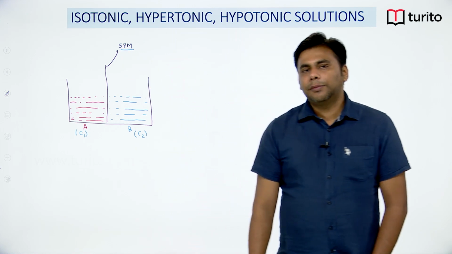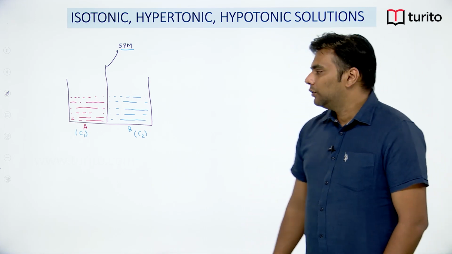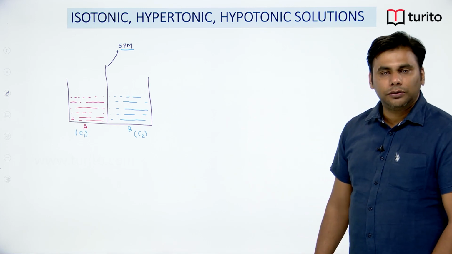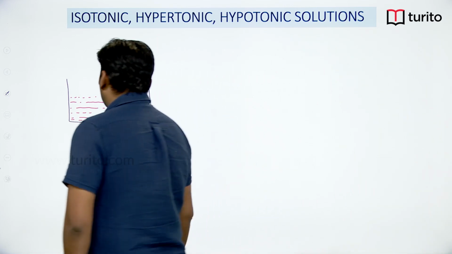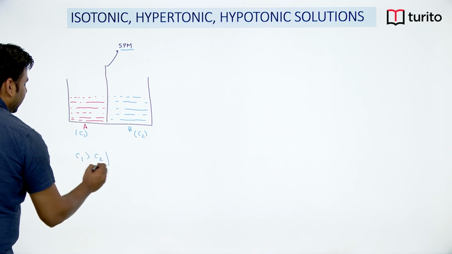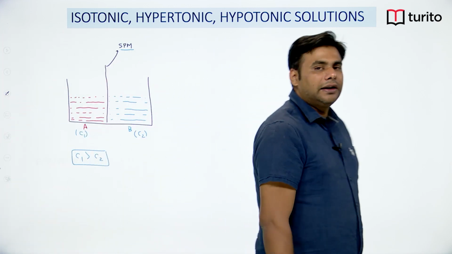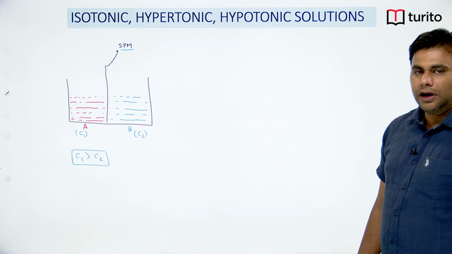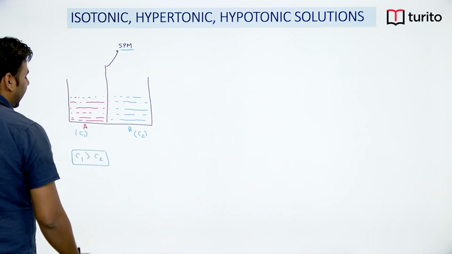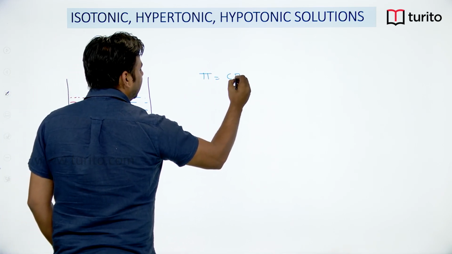We know that a semi-permeable membrane allows only solvent molecules to pass through it. Depending upon the concentration, the solvent will move from one side to the other. Suppose C1 is greater than C2, that means the solution in the A side is more concentrated than that in the B compartment. We have already derived that the osmotic pressure π = C R T.